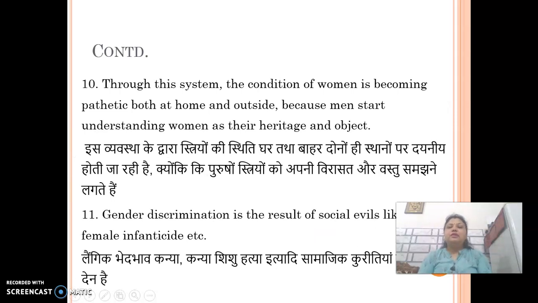Through this system, the condition of women is becoming pathetic both at home and outside, because men start understanding women as their heritage and treat them as an object.